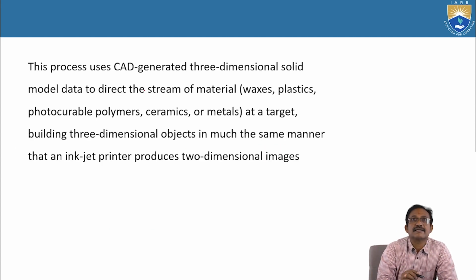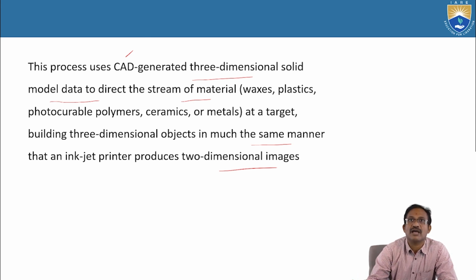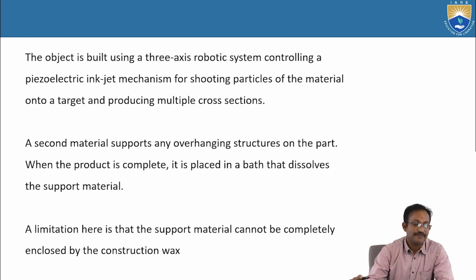This process uses CAD generated three-dimensional solid model data to direct the stream of material, maybe waxes, plastics, photocurable polymers, ceramics or metals, at a target, building three-dimensional objects in much the same manner that an inkjet printer produces two-dimensional images. Here CAD means computer aided design, so the generated three-dimensional model will be the input for this. The object is built using a 3-axis robotic system controlling a piezoelectric inkjet mechanism for shooting particles of the material onto a target and producing multiple cross sections.